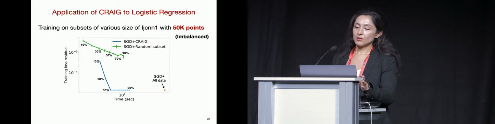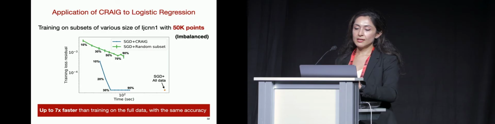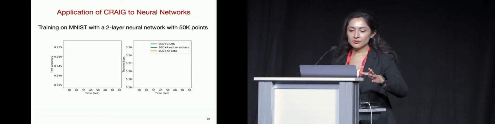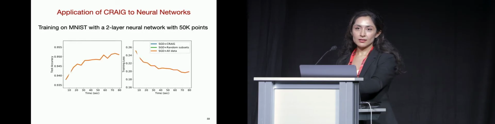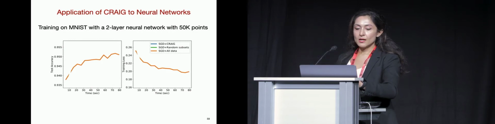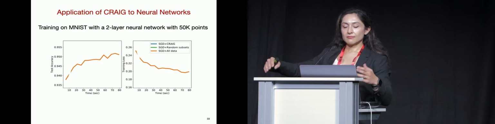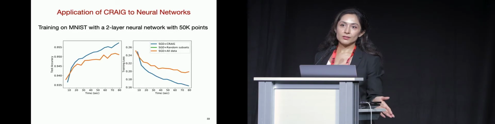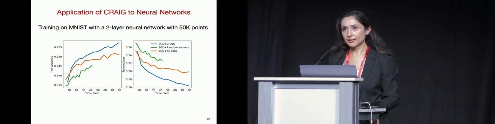This is an example of very imbalanced data. We are training a logistic regression here. We have a 9 to 1 class imbalance ratio. If we are training on random subsets of size 10% all the way to 90%, we cannot get close to this bottom orange point, which is training on full data. But if we use our method, which we call Craig, after finding a 30% subset, we can already match the full data, and we get up to a 7x speedup.